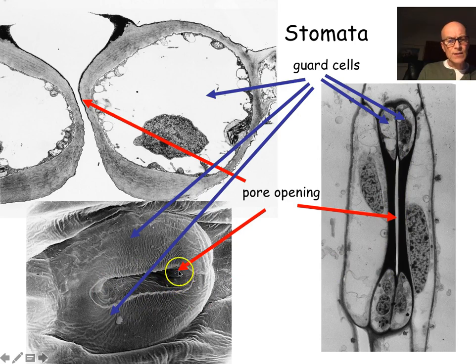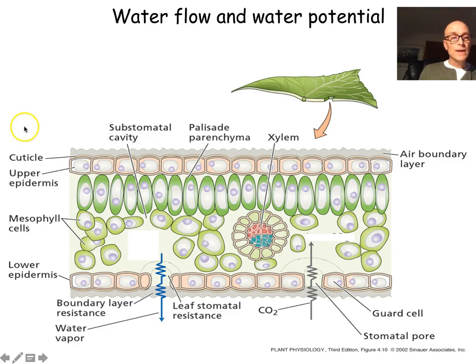Here you see a stoma between two guard cells. Right here is one guard cell, and the other guard cell is down here. And here you have a transverse section. So the stoma is right here. That's where the air goes through, or the water transpires out. And you see that these cells are thickened here, thickened here and there, but not so much here. And so that changes their ability and their way to expand when they're full of water. All right, so those are stomata.